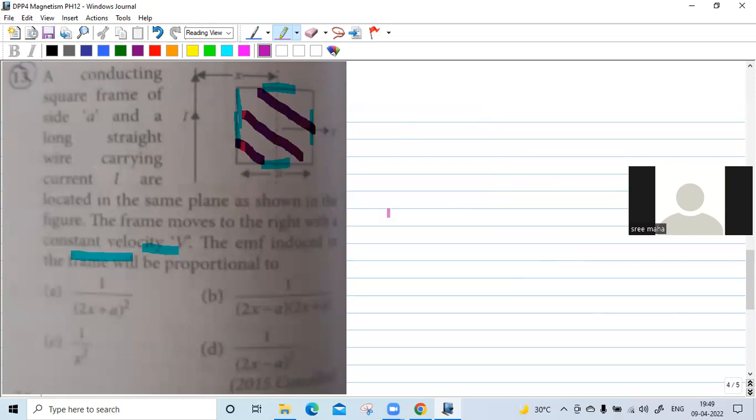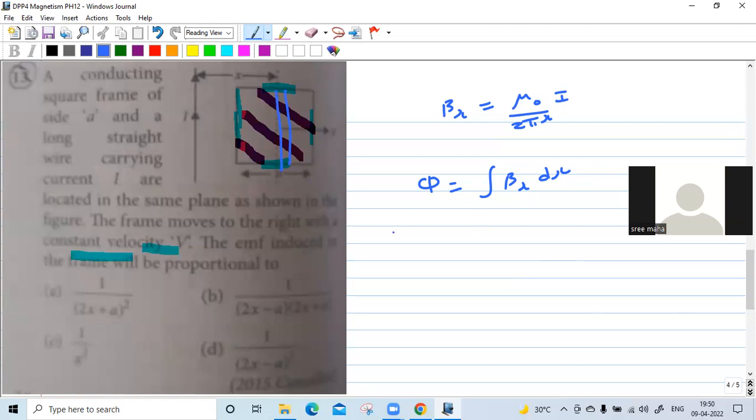Magnetic field B at x is mu naught I by 2 pi x, by Ampere's law. So you have to find the flux inside those two, with an integral over dx. Because if we take a strip here at distance x of thickness dx, the flux through it will be this one, right?